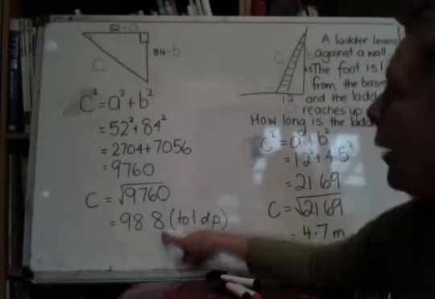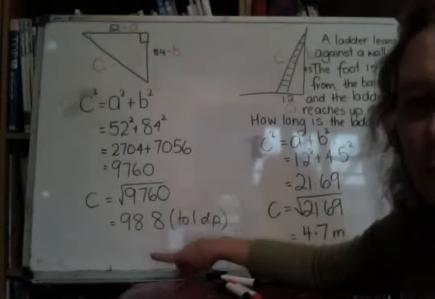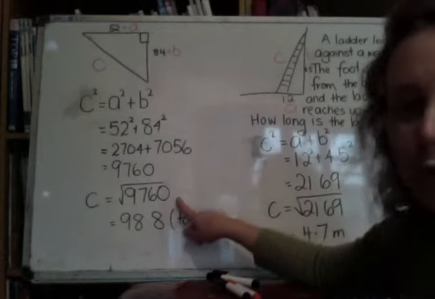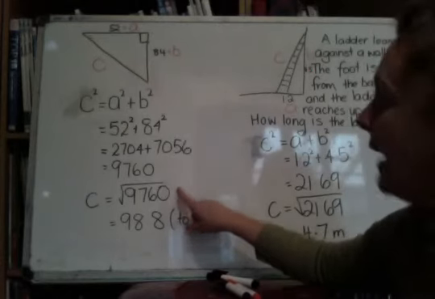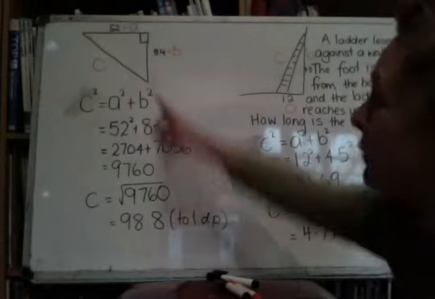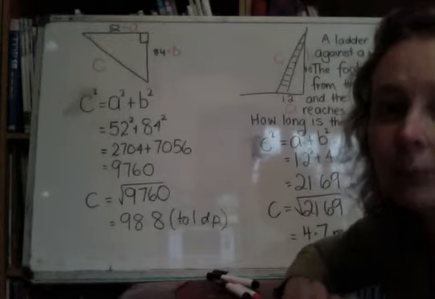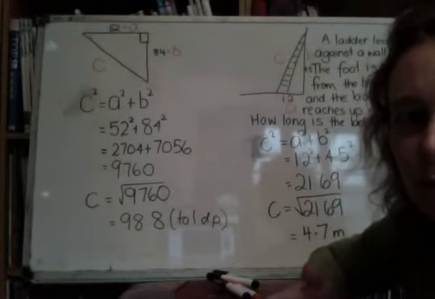Always have a look back on your diagram and make sure this is a reasonable number. Often people stop when they get to here and forget that this number, 9,760, is far too big for a triangle that's got sides of 52 and 84. So make sure you finish the question off.